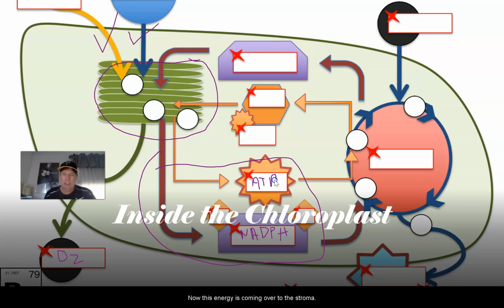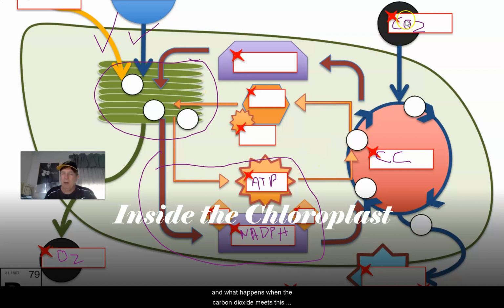Now, this energy is coming over to the stroma, and it's going to take place in a cycle known as the Calvin cycle. We'll just put CC here. Well, we have water and sunlight coming into the thylakoid, but the carbon dioxide, the third thing we need for photosynthesis, is coming only into the stroma, and it's hooking up with the energy the thylakoid made.